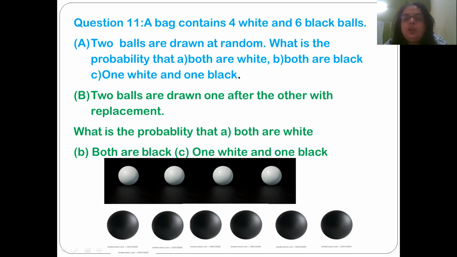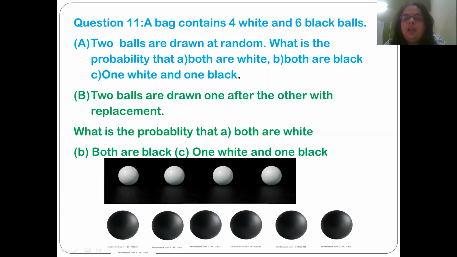Okay, let us go to the question directly. I am going to read the question. A bag contains 4 white and 6 black balls. 2 balls are drawn at random. What is the probability that A, both are white, both are black, and one white and one black?